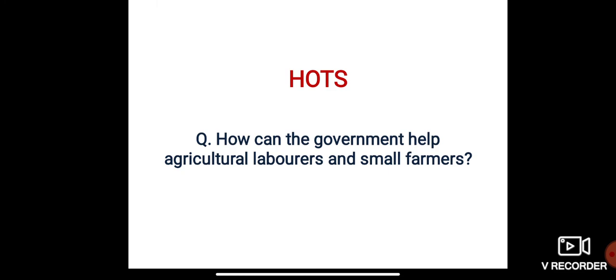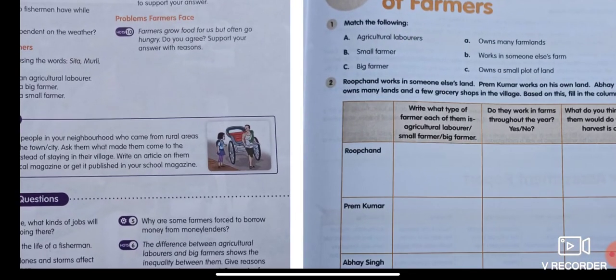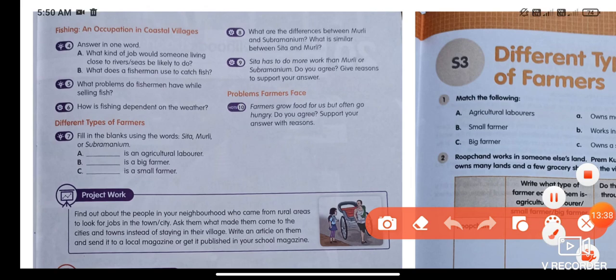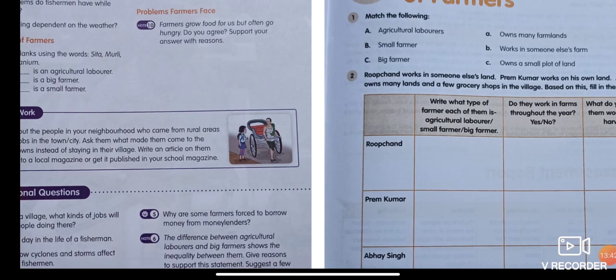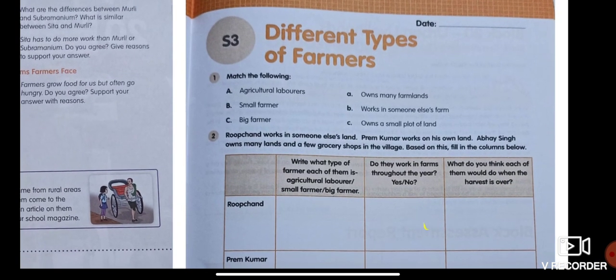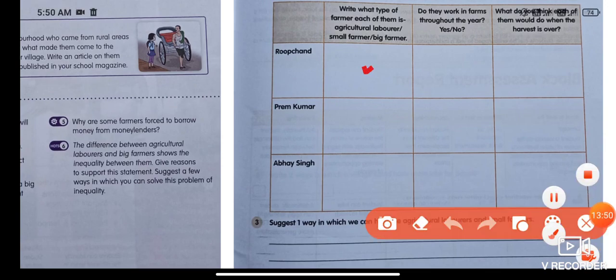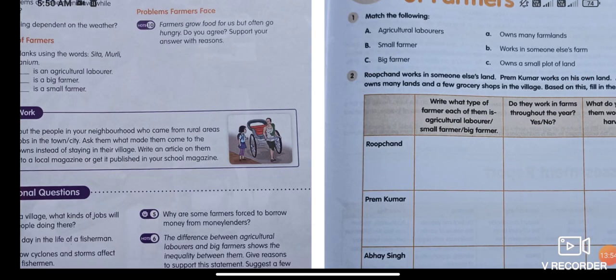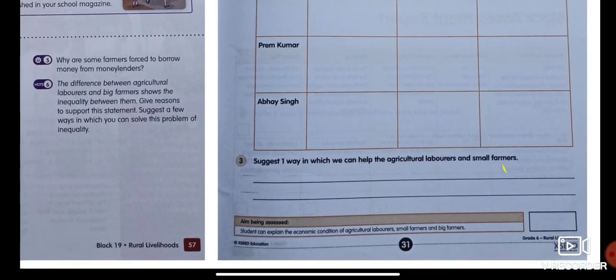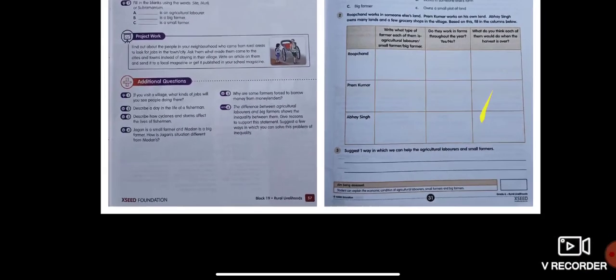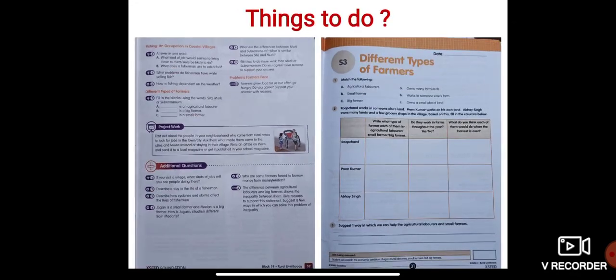That's it. Now, things to do for today are practice questions number 7, 8, and 9. Please do them along with worksheet S3. Match the following. Question number 2, you have to fill in the given boxes. Question number 3: suggest one way in which we can help the agricultural laborers and small farmers. Those are very simple. I hope you all know.